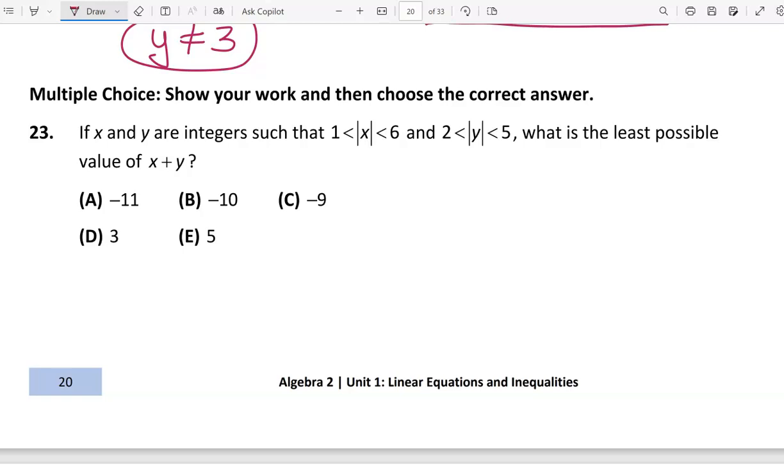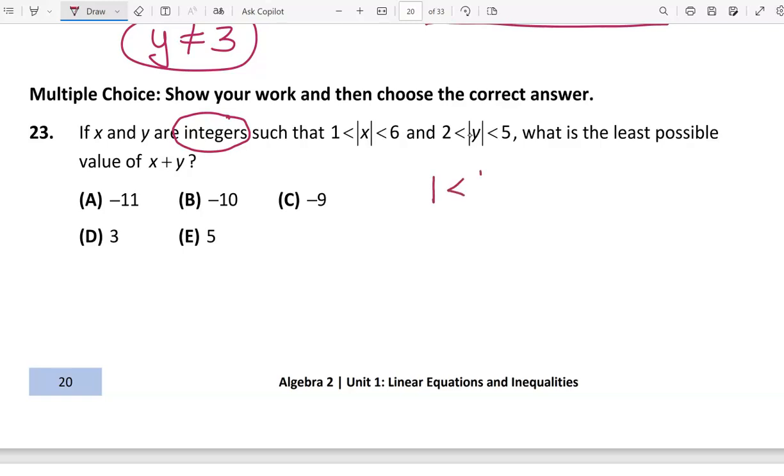Last one is a multiple choice. This one's kind of fun. Let's take a look at this word right here. It says that x and y are integers. So integers are your whole numbers and their opposites. So not fractional values, in other words. So let's think about what x can be.